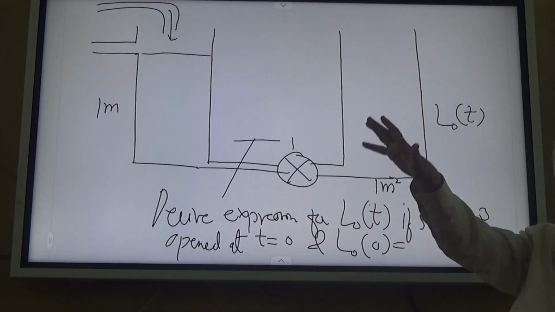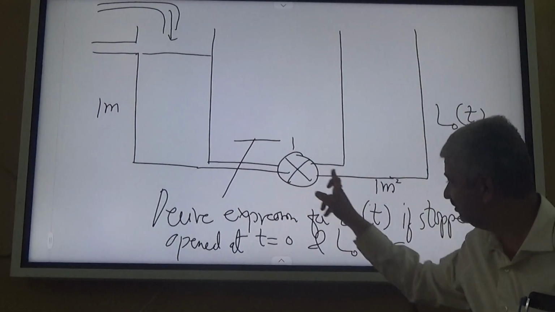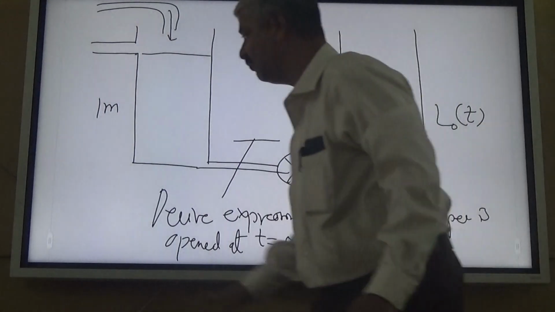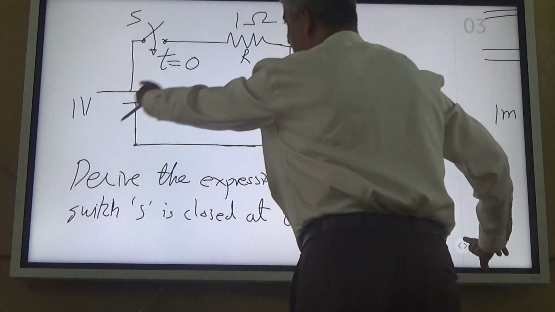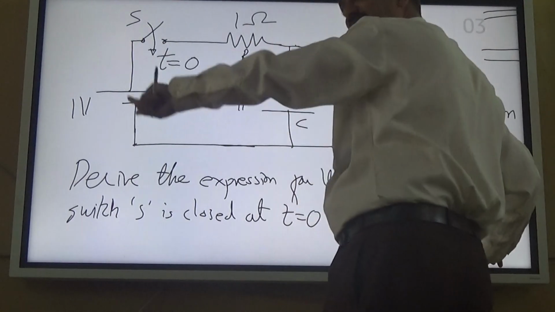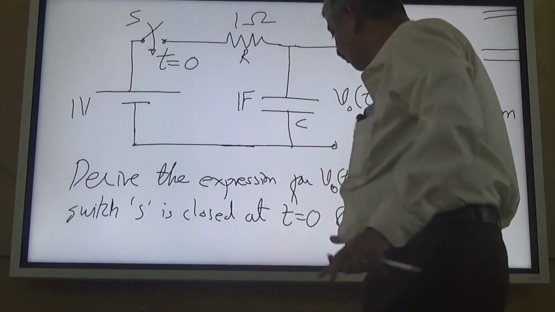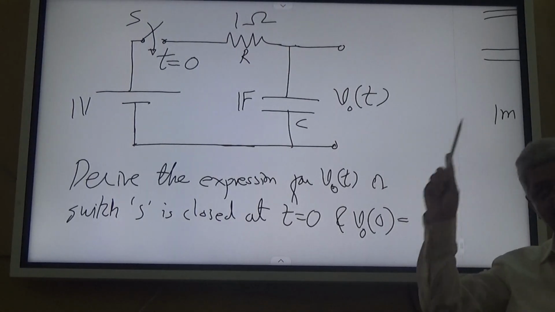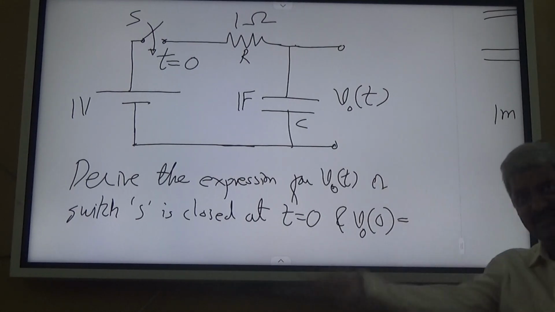So the problem means: this level 1 meter, this area 1 meter square, this opening 1, or 1 volt supply voltage, 1 ohm resistor, 1 farad capacitor, closing at t equal to 0. That is all done. And the answer depends on the initial state. So what will be the simplest initial state so that every one of you, or anybody else you ask this question, will answer it instantly?